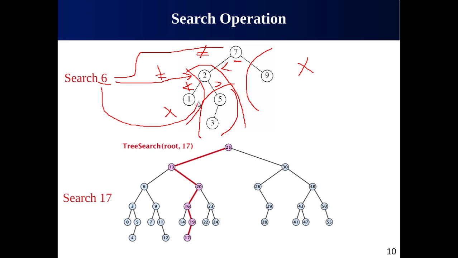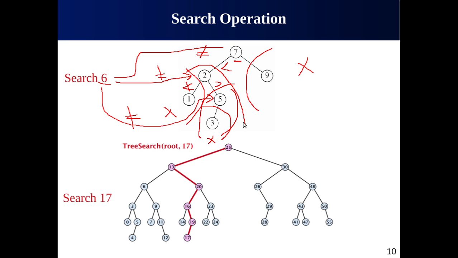Now compare 6 with this parent node. If it is equal, the search is successful. Is 6 equal to 5? No, it is not equal. Then the item is either less than 5 or greater than 5. 6 is greater than 5. It means there is no need to search the item on the left hand side. You have to search it on the right hand side.